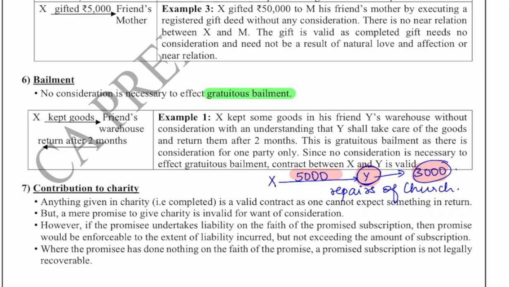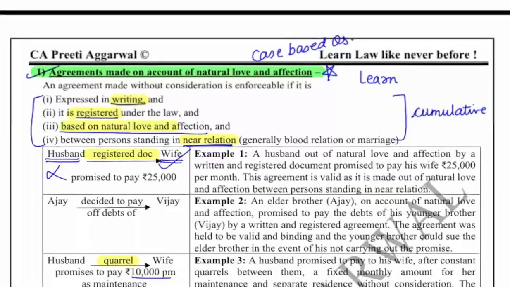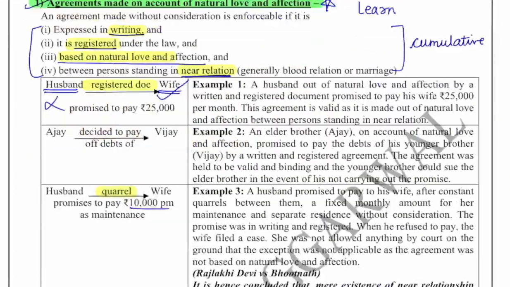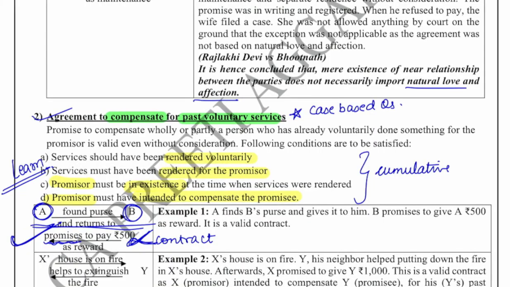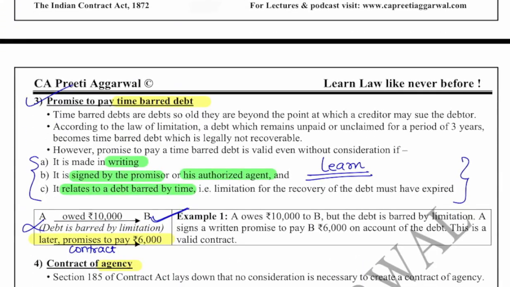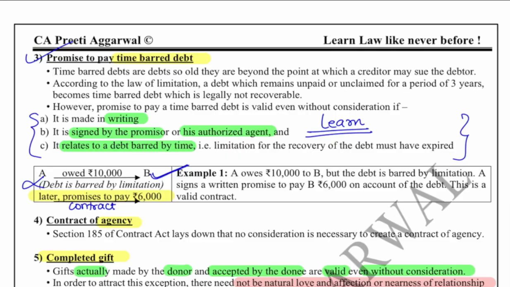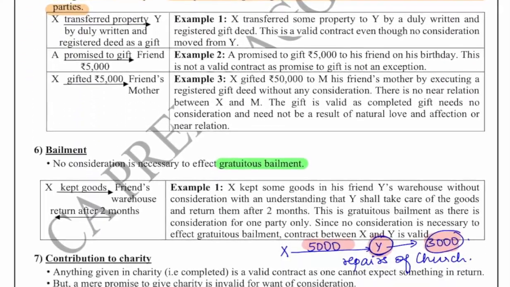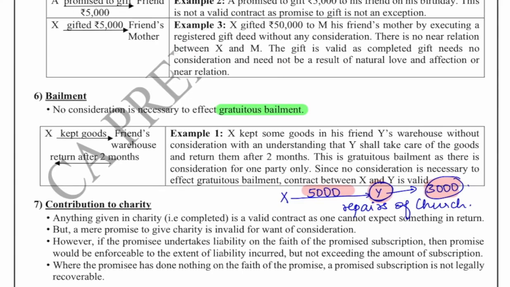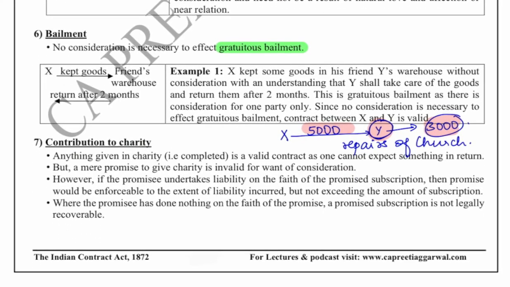So what are the exceptions? The first is in case of natural love and affection. Agreement to compensate for past voluntary services. Promise to pay time-barred debt. Contract of agency. Completed gift requires no consideration. Bailment and contribution to charity. So students, these were the exceptions to section 25.